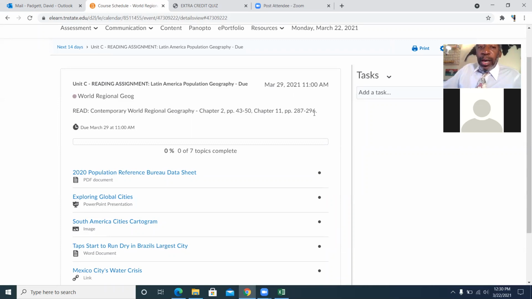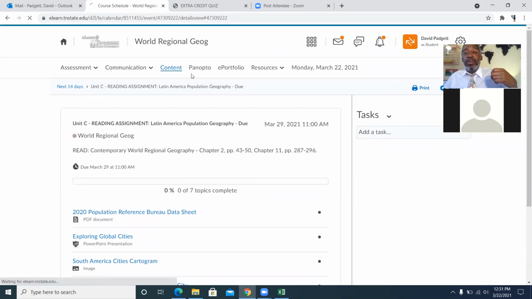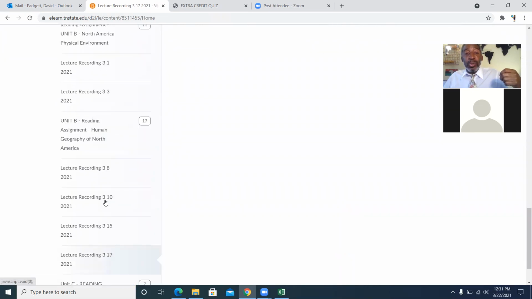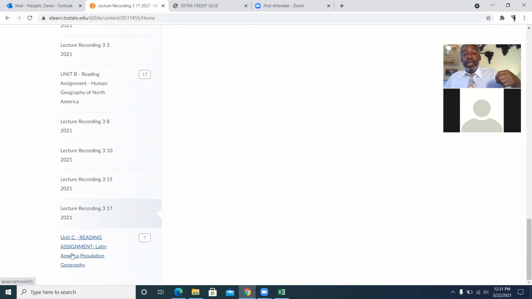The third quiz or research quiz focusing upon Unit C, Latin America Population Geography, will be next week. You'll start that quiz next Monday. This week, you're working on Unit B quiz. And for the Unit B quiz, you'll use the Unit B sources, the reading assignments, and specifically for this week, the reading assignment is Latin America Population Geography and the lecture recordings associated with Unit B that we did on the 8th, 10th, 15th, and 17th. And so you should refer to those recordings and the reading assignment for this week's quiz.